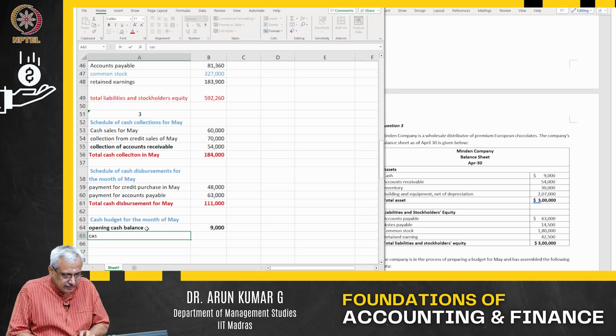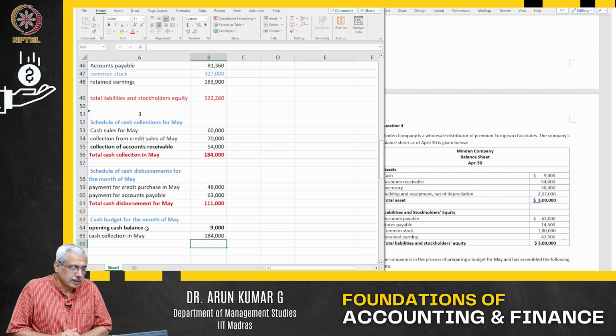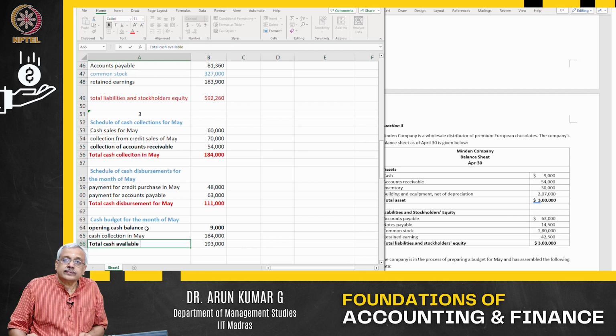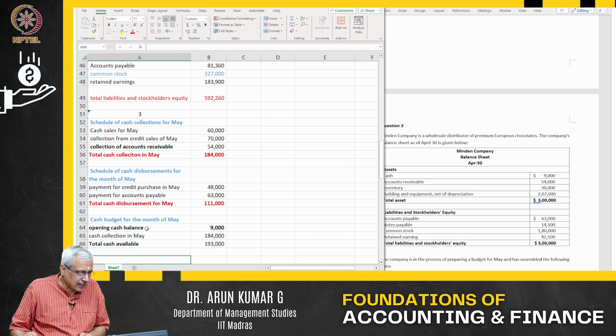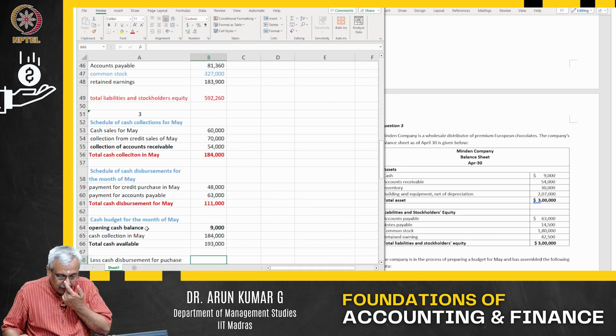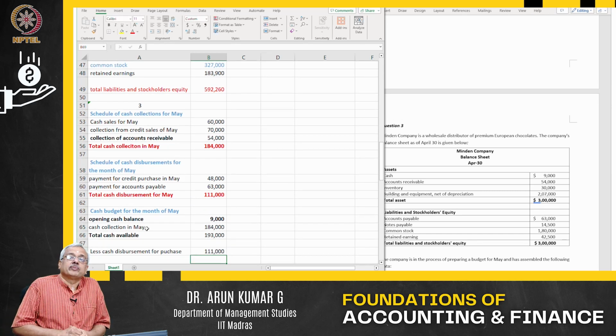Now, cash collection in May. Cash collected, that is total cash available. This is the total cash available for the month of May. Next, let us look at less cash disbursement for purchase. What is the cash disbursement for purchase? This is the cash disbursement for purchase.